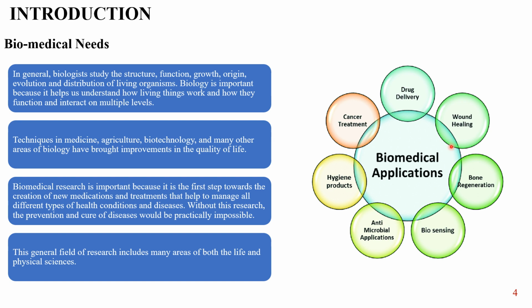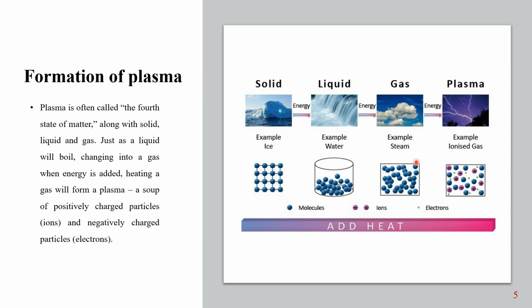This general field of research includes many areas of both life and physical science. As you can see in this figure, there are several biomedical applications of nanomaterials, such as drug delivery, wound healing, and bone regeneration, and so on. Then coming to the next one, I want to describe how plasma is formed and what plasma is.